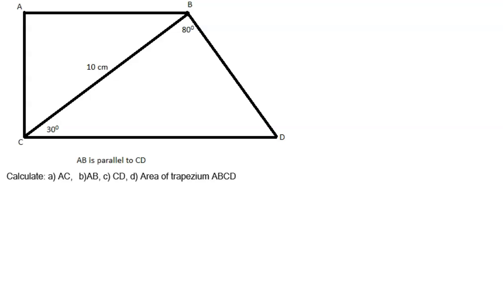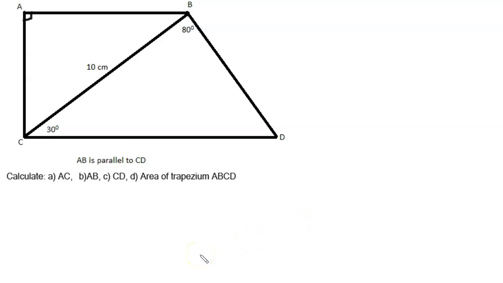Here's another problem. We're asked to calculate the length of AC, AB, CD, and the area of the trapezium there. We are also told that AB is parallel to CD, and we're also told in the question that this angle here, angle A, is a right angle.